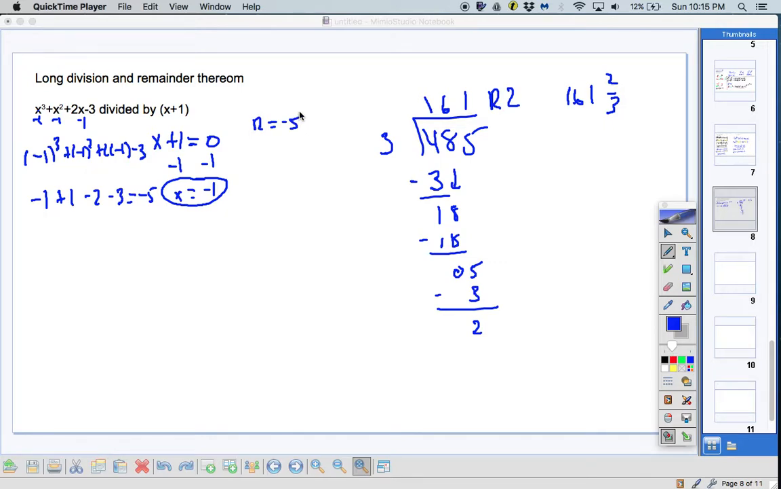So we know that we have a remainder of negative 5. Now let me show you long division, and we're going to do the same steps that we did before. But we already know what the remainder is. The remainder should be negative 5. Okay, so we're going to start by putting our divisor out front, and then the rest of it goes inside.